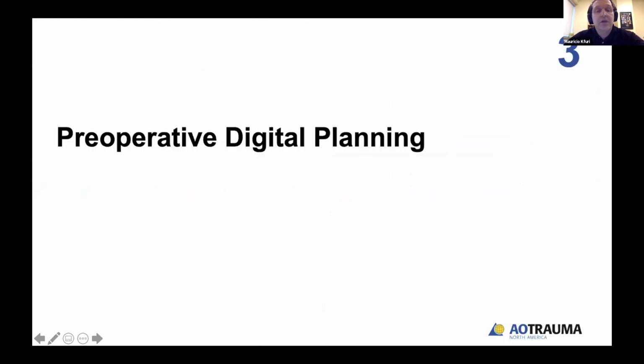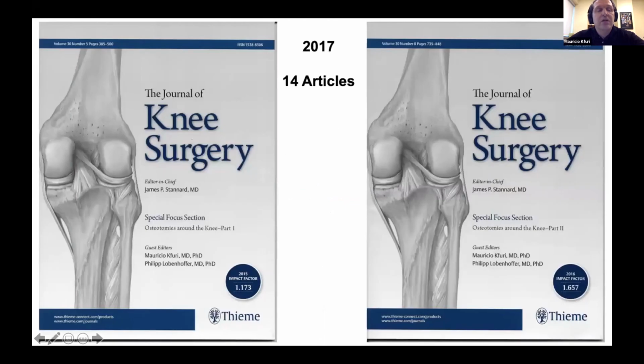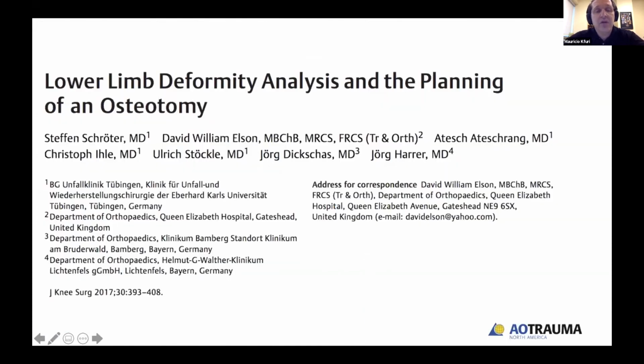Now let's see the preoperative digital planning. There are two supplements of the Journal of Knee Surgery that I had the opportunity to edit together with Dr. Lobenhofer in 2017, where you're going to find 14 articles that cover all kinds of preoperative planning for osteotomies around the knee. And this is a very interesting article that I do recommend you have a look at, because most of the things I'm going to present to you here are going to be detailed in this particular article from 2017 from Dr. Schroeter.